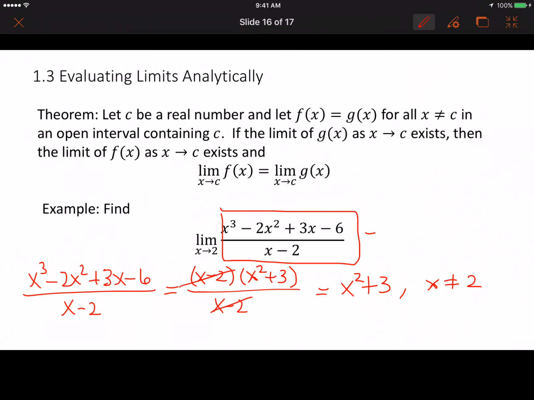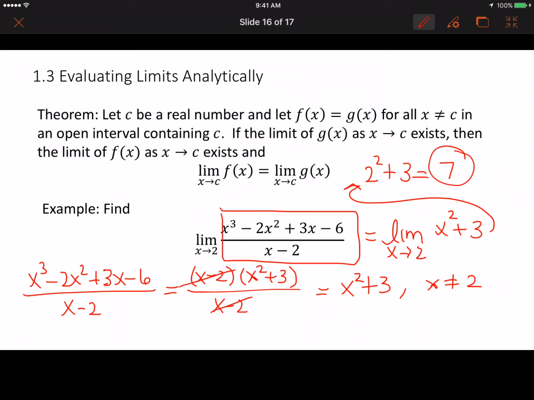By the theorem, then, this limit is going to be the same as the limit as x approaches 2 of x squared plus 3. And this is a polynomial, and so we're allowed to just plug 2 in. So this limit here, I've run out of room, let me come up here. This limit is just 2 squared plus 3, which is 7. Now, if you remember when we graphed this function, we said it had a hole there at 2, but it looked, as we approached from the right and the left, that it was approaching 7.